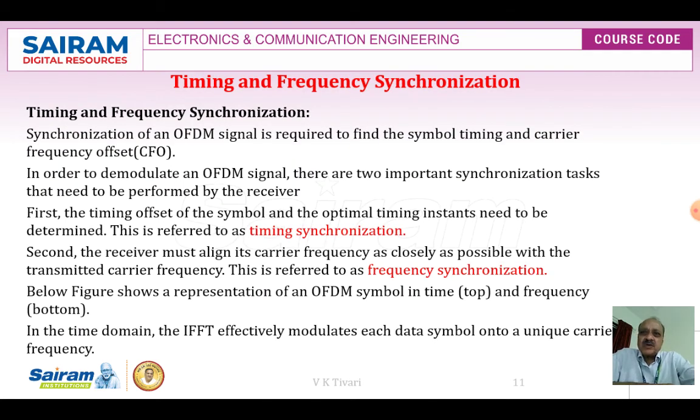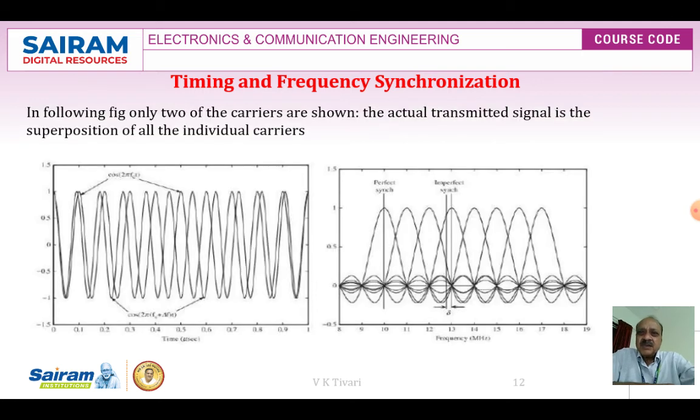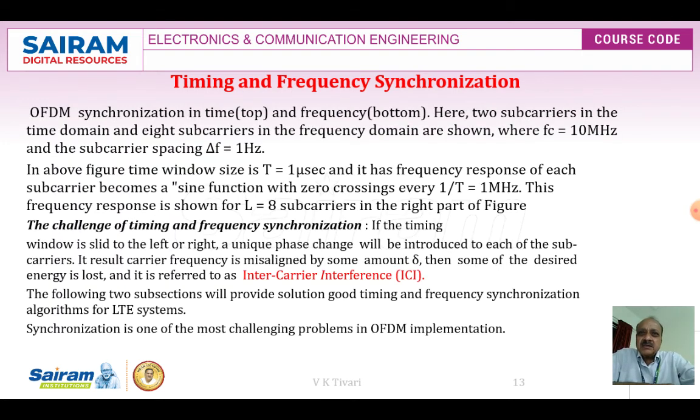Timing and frequency synchronization is required to find the symbol timing and the carrier frequency offset, CFO. You can see in the diagram how exactly it goes. The challenge of timing and frequency synchronization is that if the timing window is slid to the left or right, a unique phase change will be introduced to each of the subcarriers. As a result, the carrier frequency is misaligned by some amount delta, and some of the desired energy is lost, which is referred to as intercarrier interference.